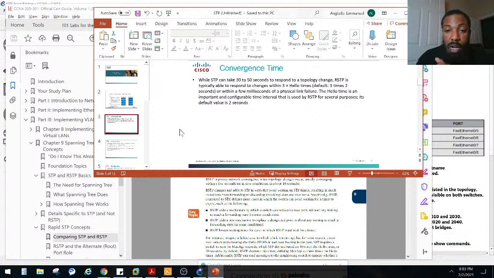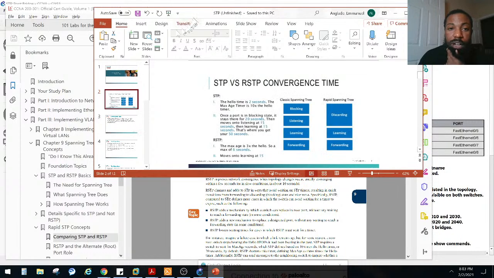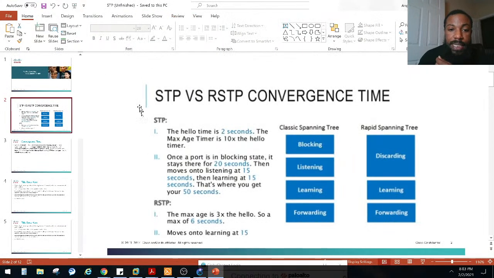I was also looking at this, I believe from NetworkLessons.com. The hello time is 2 seconds. The max age timer is how long it will hold BPDU information in its database: 10 times the hello for common STP, sometimes called classic spanning tree. Once a port is in the blocking state, it stays there for 20 seconds, then moves on to listening at 15 seconds. Remember, we were talking about pretending it's a kid, right?